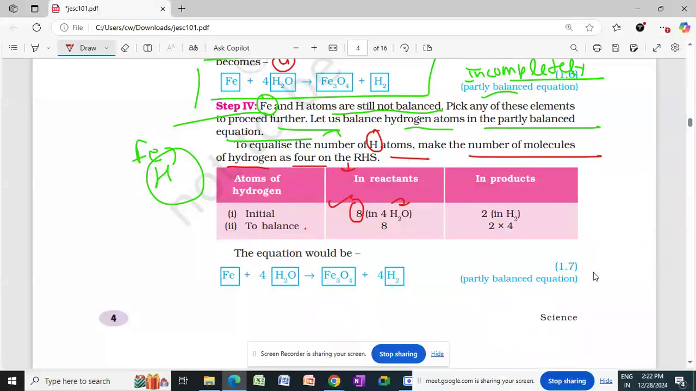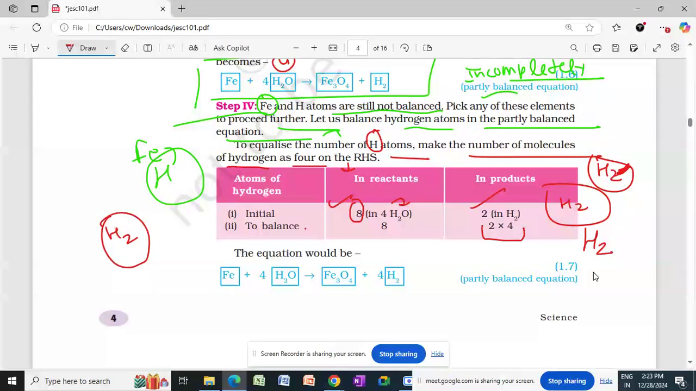Yeah, totally 8. And in case of H2, how many hydrogen are there? 2. H2, total hydrogen 2. So in order to balance the equation, we can do 2 into 4. If I told you H2, then it is having how many hydrogen? Then it was having 2 hydrogen, right?